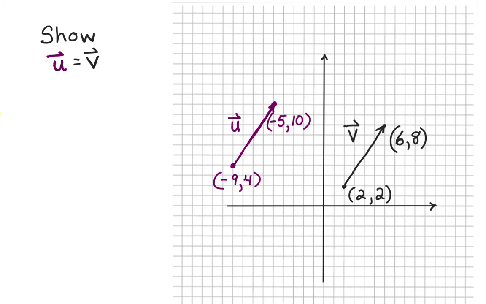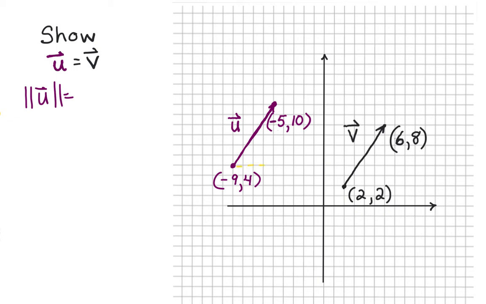But let's suppose you needed to show that vector U was equal to vector V. There are different ways you can do it. One way is to plot each vector on a Cartesian plane. So here they are, vector U and vector V. I have written down the coordinates of their initial point and their terminal point for each one. So let's figure out what the magnitude of vector U is. So the magnitude of vector U, well, look at this.